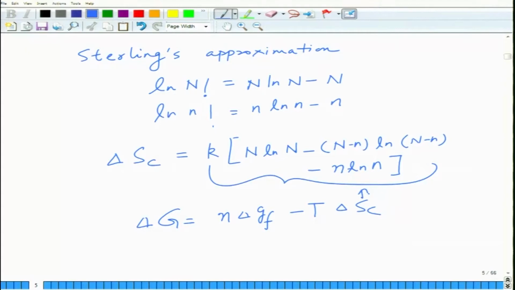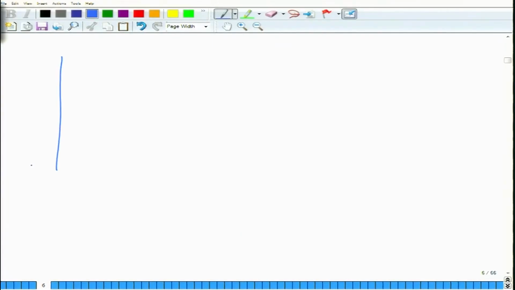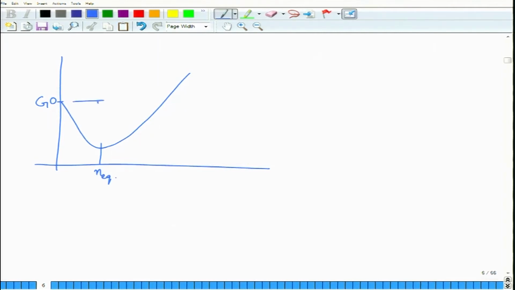Delta G will be equal to n delta Gf minus T delta SC, and for delta SC you introduce this. Now, if vacancies are an equilibrium defect, the free energy must become minimum at a certain concentration. If you plot the free energy G as a function of vacancy concentration, the free energy must become minimum at a certain concentration, this equilibrium concentration n, and this should show a minimum, delta G min. If it is not a minimum, then it is not a stable defect.